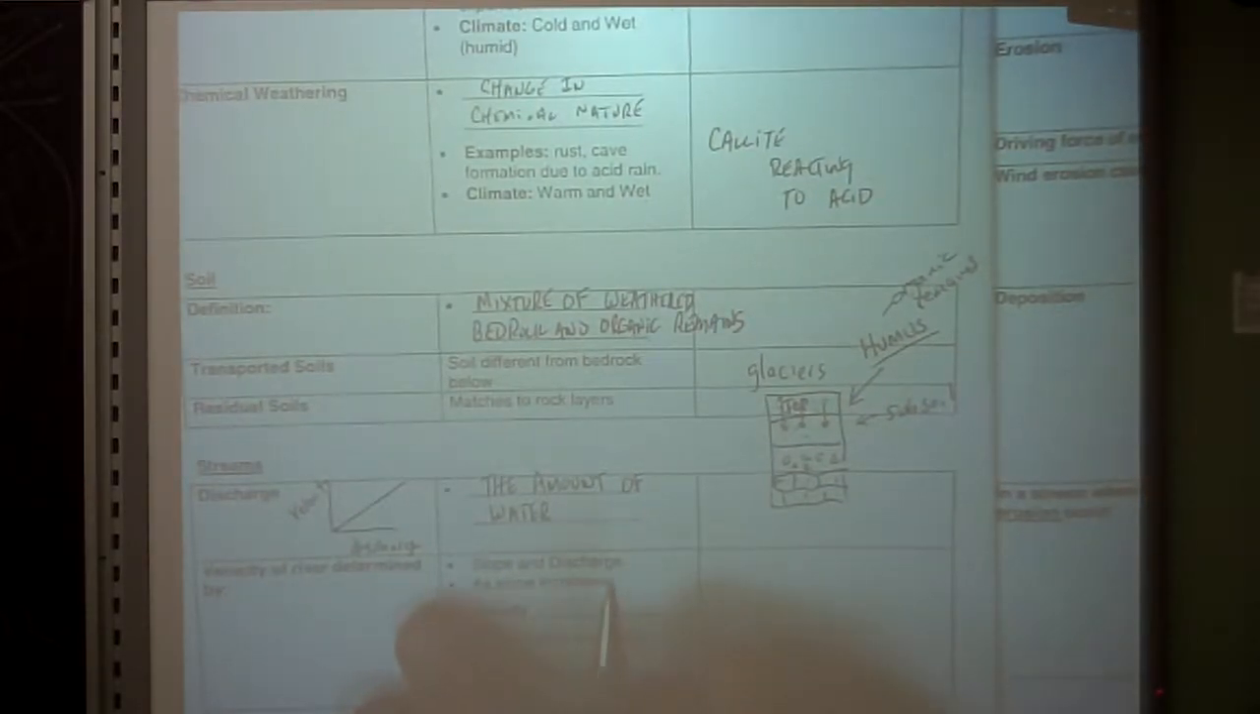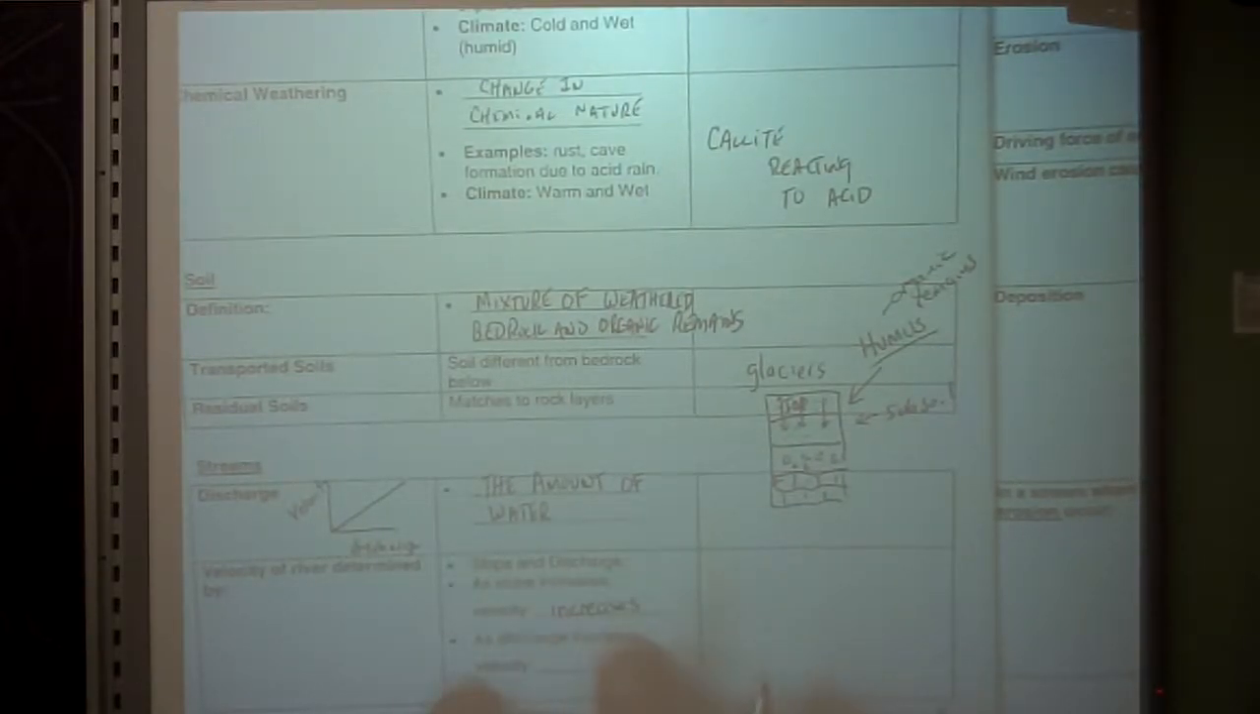Another thing that's going to increase the velocity of the stream, besides the discharge, is the slope. As the slope increases, velocity is going to increase too. Hey, water's going to go down a steep slope, just like a bicycle would go faster, water's going to flow faster. And as discharge increases, velocity also increases.